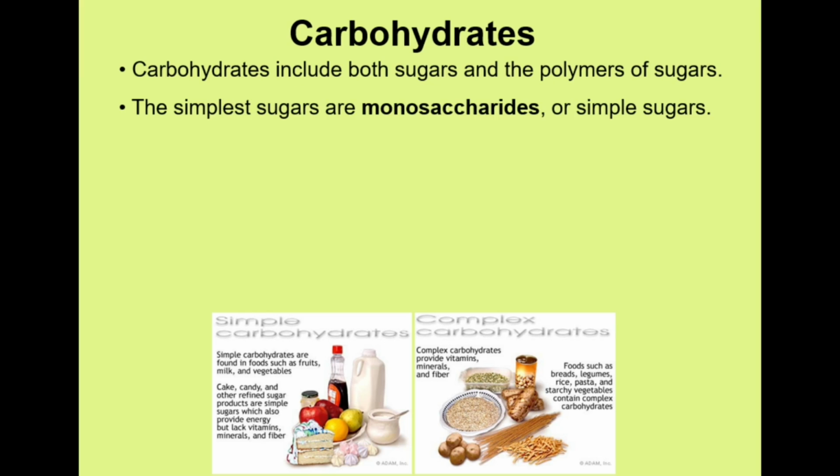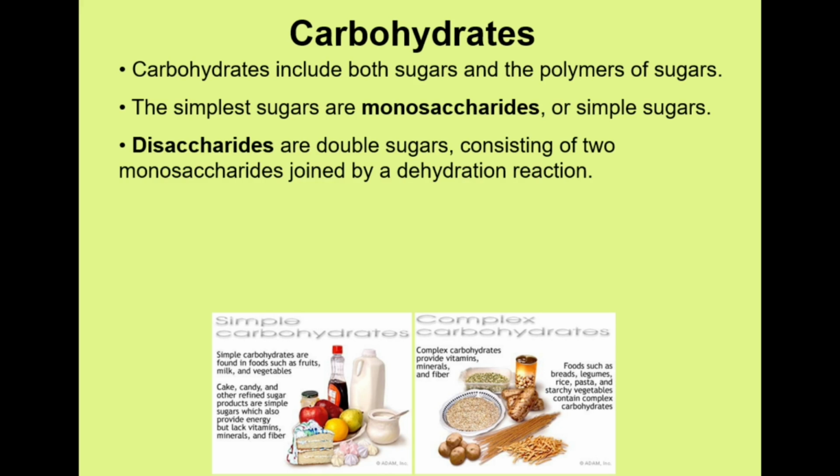So the simplest sugars are the monosaccharides, mono meaning one, saccharide referring to sugar. We often refer to these as simple sugars. These are just individual sugars, and we'll look at the structure of these in a minute. If we join two of these monosaccharides together, we get a disaccharide. So disaccharides are double sugars consisting of two monosaccharides joined together by something called a dehydration reaction, or dehydration synthesis.